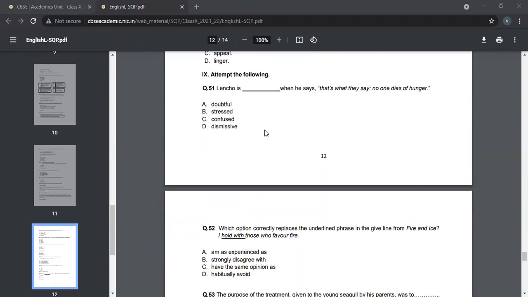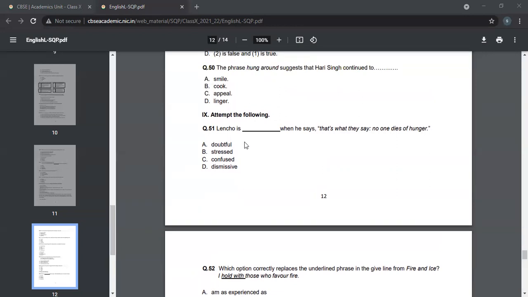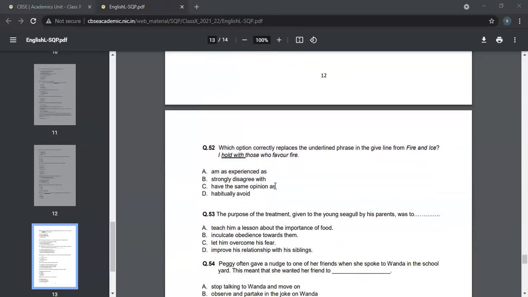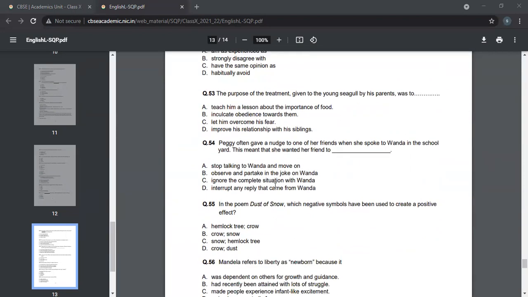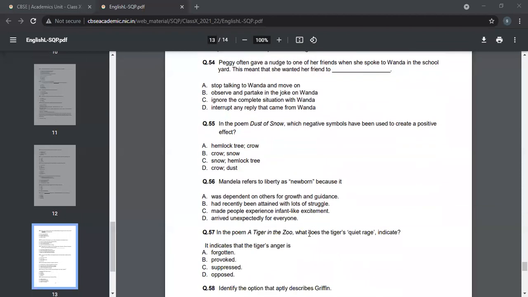What do you mean by dismissive here? Tera idea bahut achha lagta hai, Princy ka. He's not confused here. Fine. Yes, he's dismissive. Next is, in the poem Dust of Snow, which negative symbols have been used to create a positive effect? Hemlock tree and crow, crow and snow, snow and hemlock tree, crow and dust. A option is the answer.